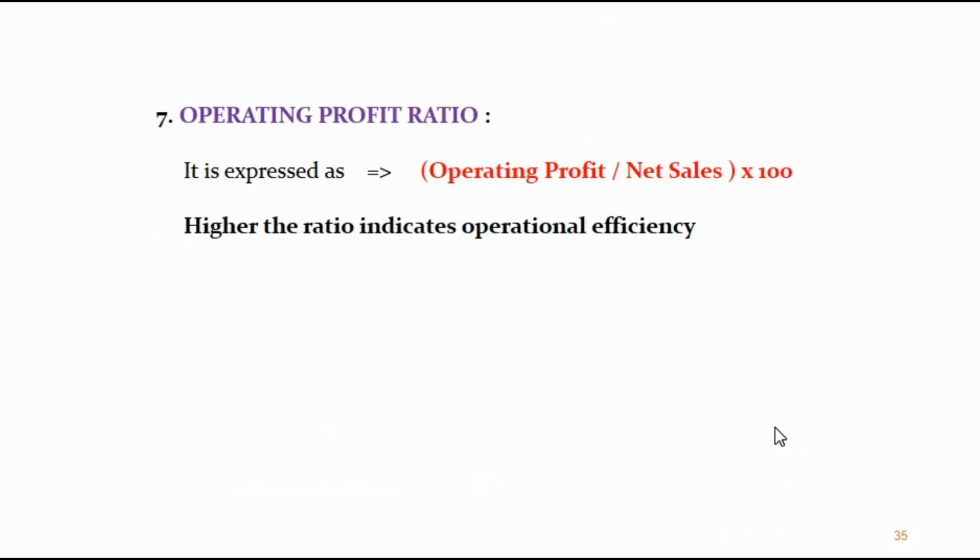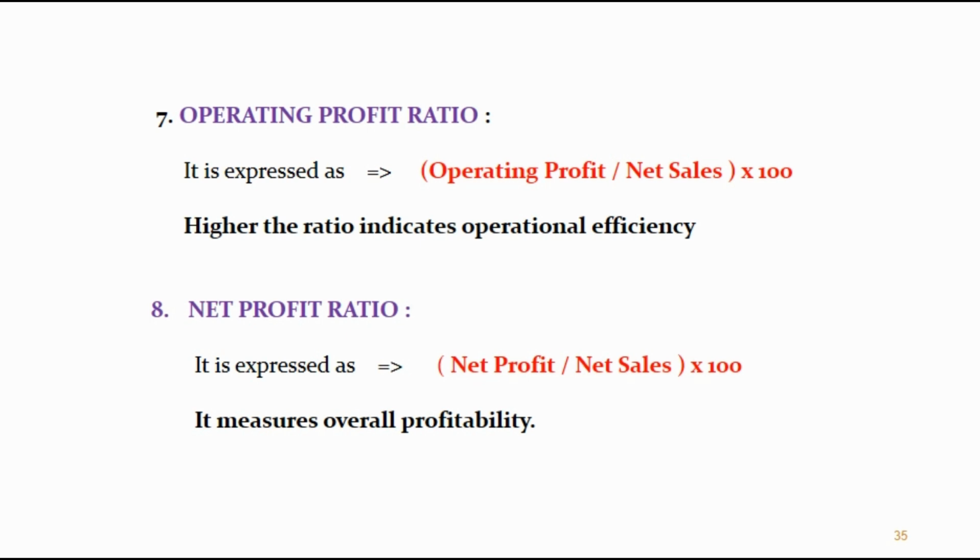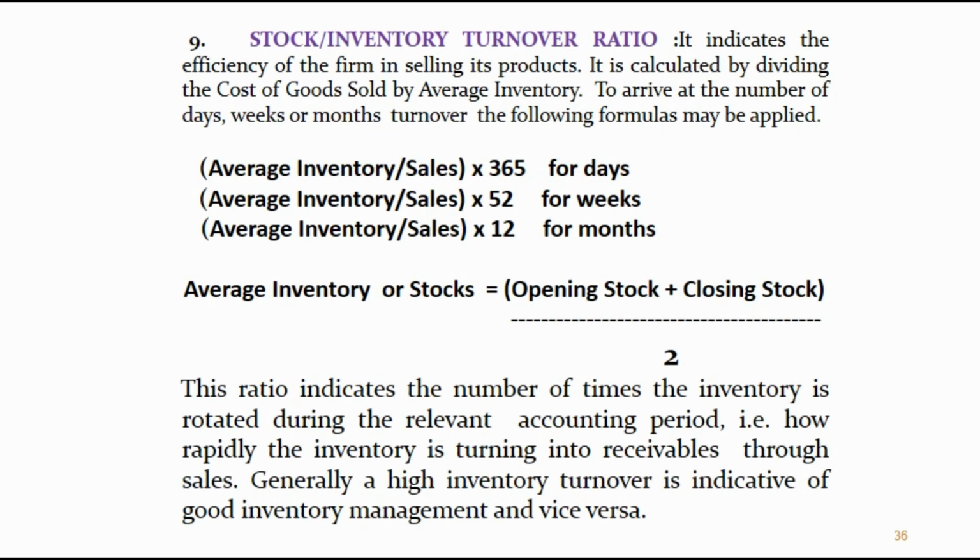Okay. Operating profit ratio is expressed as operating profit divided by net sales into 100. So a higher ratio indicates operational efficiency. Net profit ratio is net profit divided by net sales into 100. It measures overall profitability. So operating profit ratio is operating profit by net sales, and net profit ratio is net profit by net sales. Stock inventory turnover ratio now indicates the efficiency of the firm in selling its product.